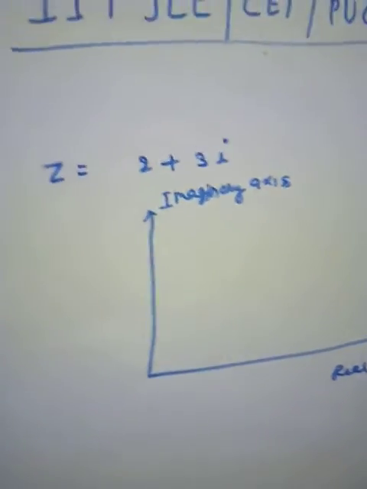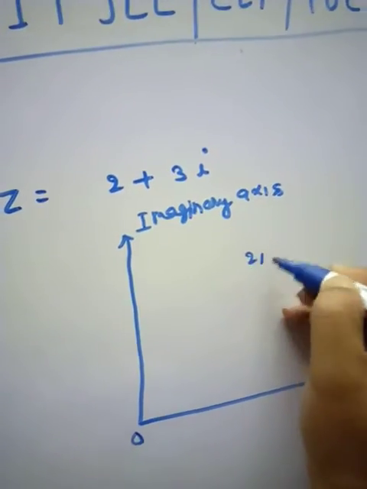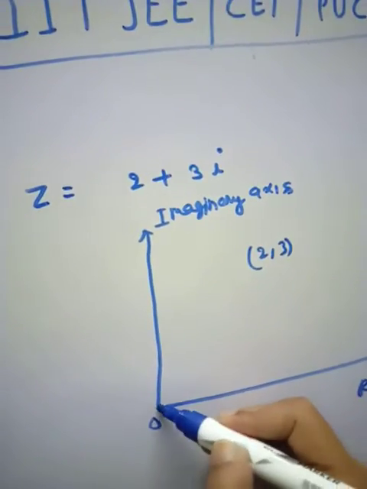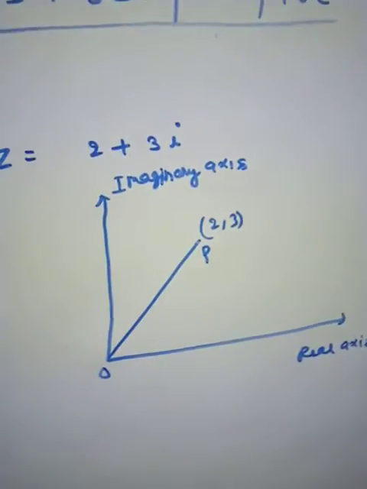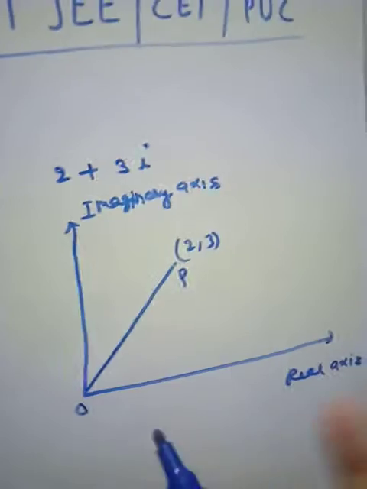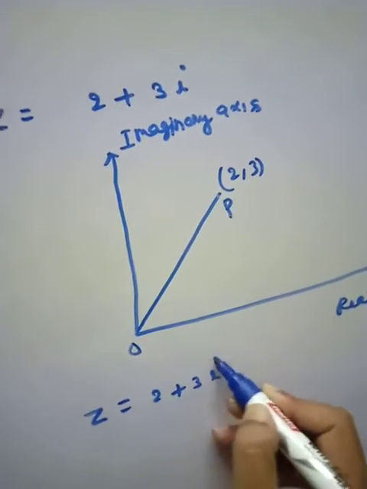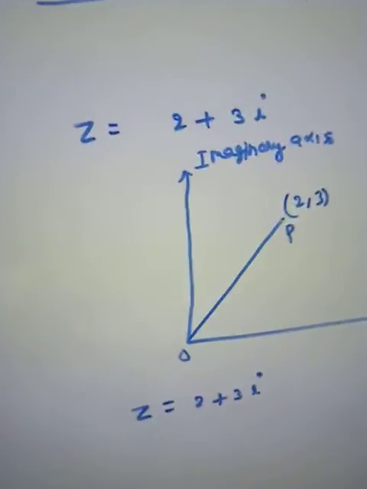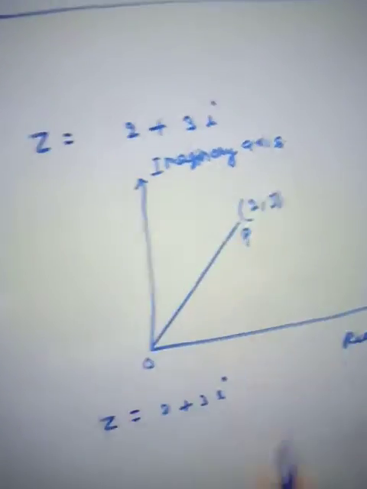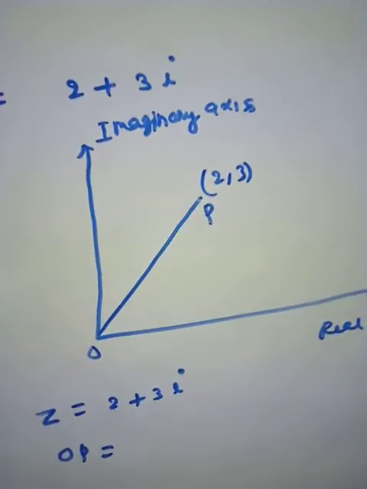Now, what is the first coordinate here? Suppose this is the origin, so here will be 2 and 3. We join this, and suppose this point is P. Which point is the complex number 2 plus 3i represented by? 2 and 3. Now what will be this length OP? The OP length will be the magnitude of this complex number.